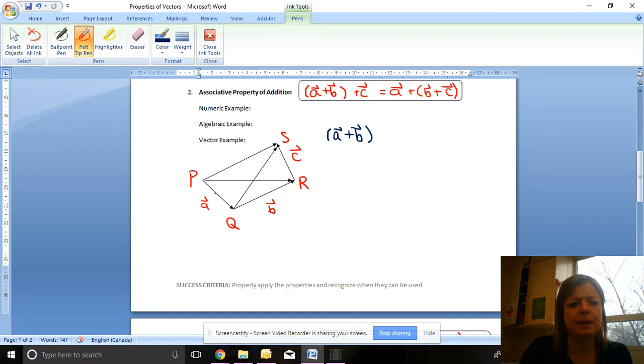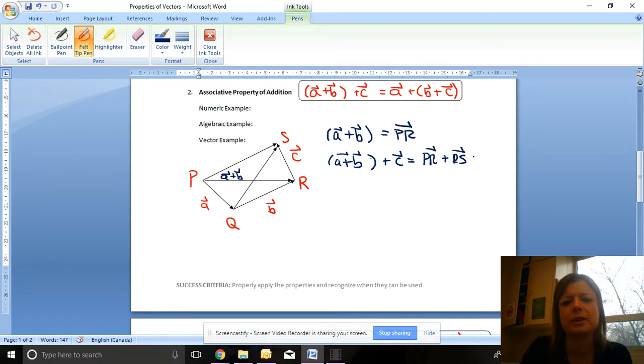Notice that if we take A plus B first, A plus B gets us PR. So A plus B first, plus C, gives us PR plus RS, which gives us the resultant PS.